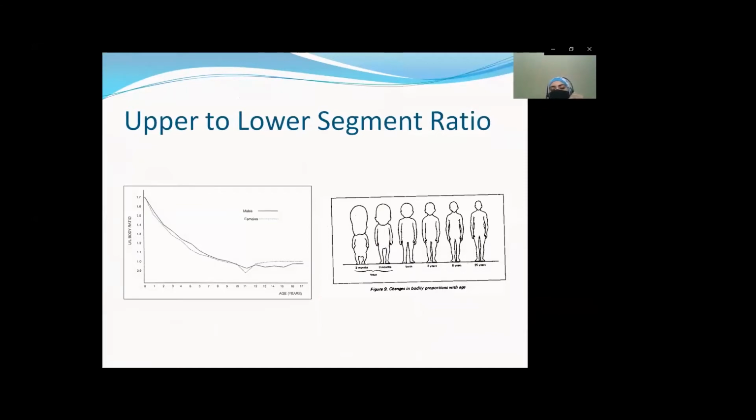The reason we want to do the upper and lower segment ratio is to see if there is any disproportionate growth, because that's important later on when you are considering treatment and the prognosis of treatment as well.